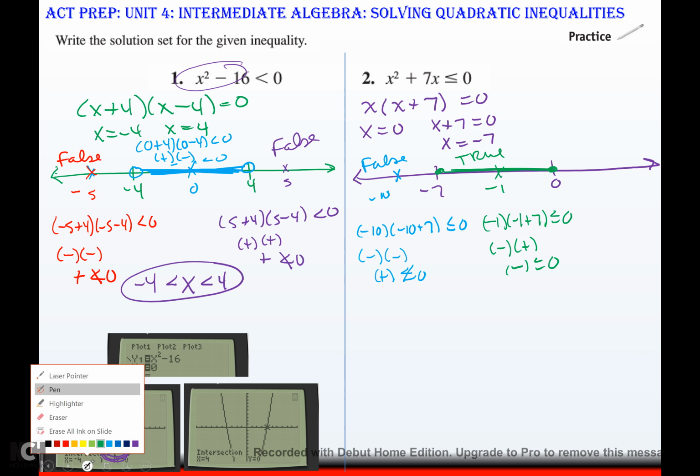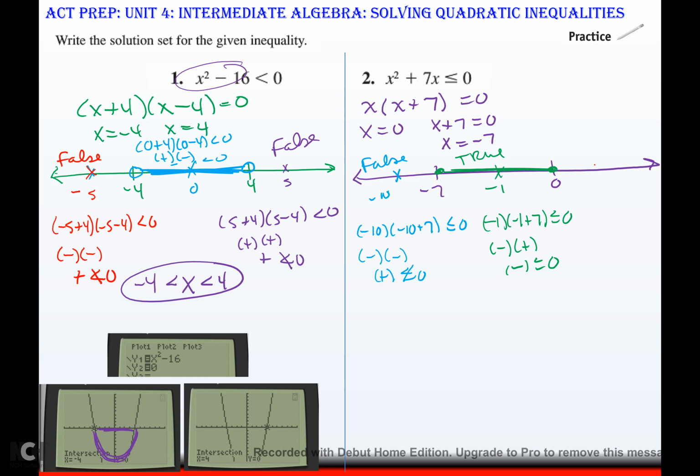Any guesses on what's going to happen above? All right, pick one, anything actually. So 1 times 1 plus 7, is that less than 0? This is a positive, this is a positive, which is a positive, which is never less than 0, so this section is false, which means my x's are between and include -7 and 0.